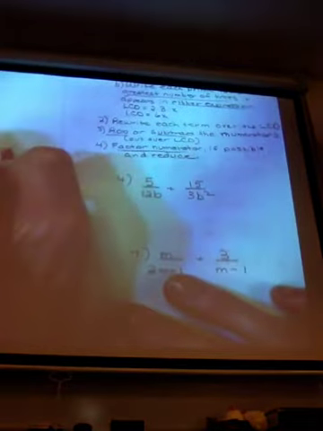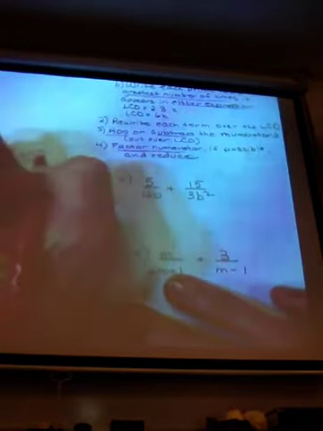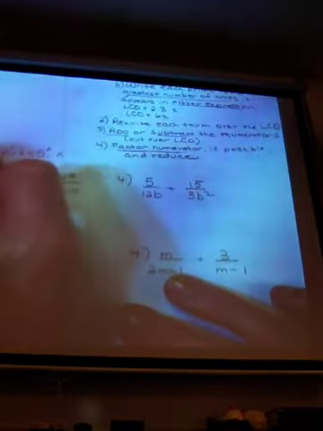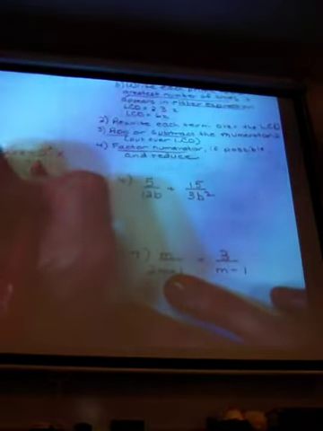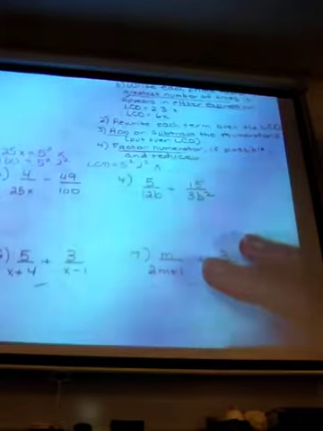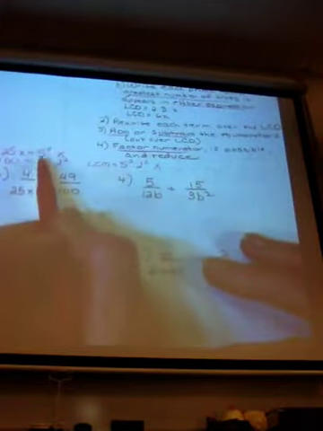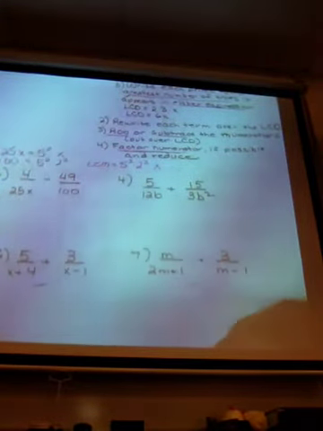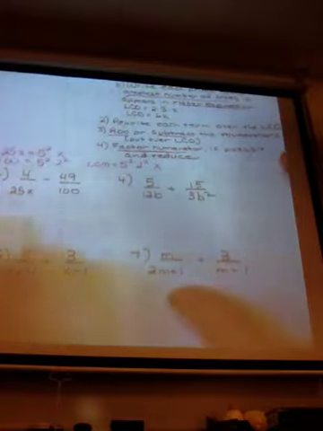If you look at 25x, that's 5 squared times x. If you look at 100, that's 5 squared times 2 squared. So my LCM is 5 squared, 2 squared, x. You include each factor the greatest number of times it occurs in either expression. 5 squared is the most it appears, so it's 100x.